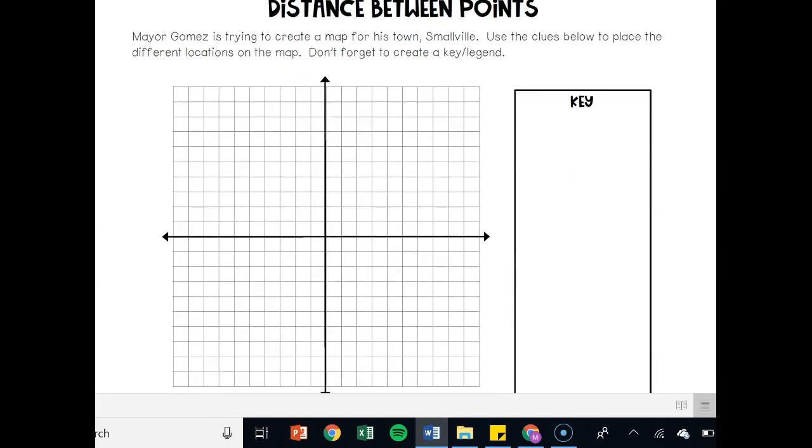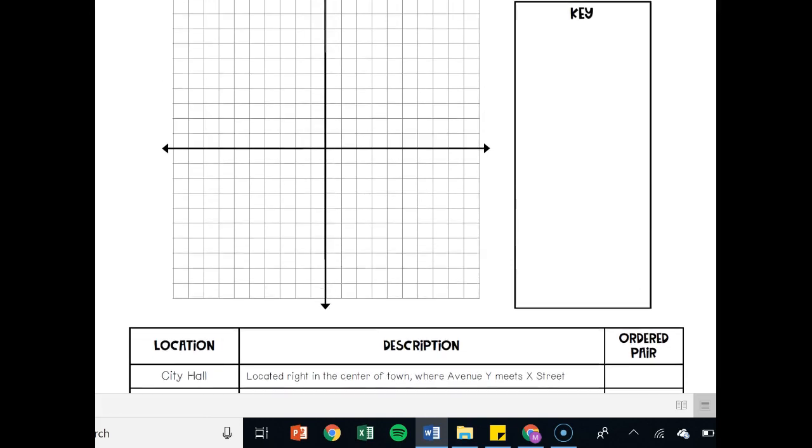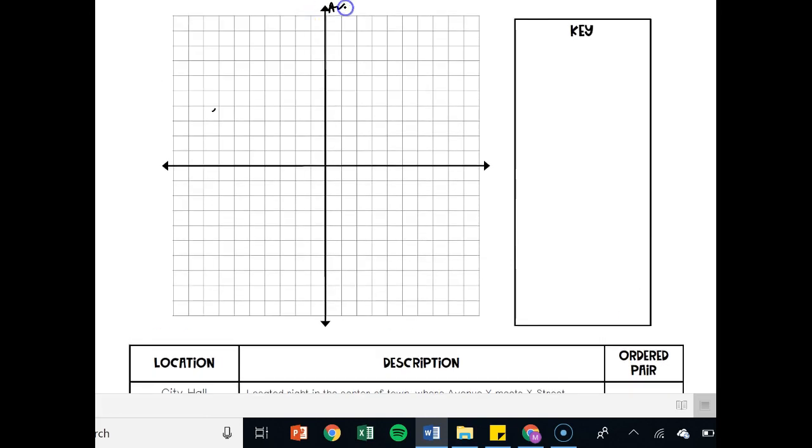On the back side, it says Mayor Gomez is trying to create a map of his town, Smallville. Use the clues below to place different locations on the map. Don't forget to create a key or legend. So it says City Hall is located right at the center of the town where Avenue Y meets X. So here's Avenue Y, the y-axis, get it? And here's Avenue X, the x-axis, and then this is obviously City Hall at the origin. So maybe City Hall you'll mark as CH, right? So you don't have to write the entire thing.